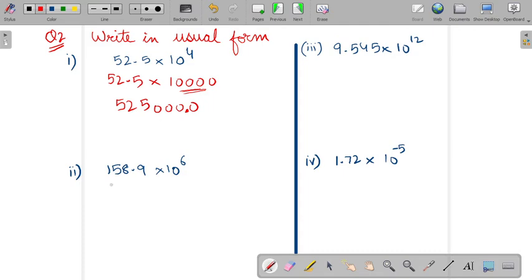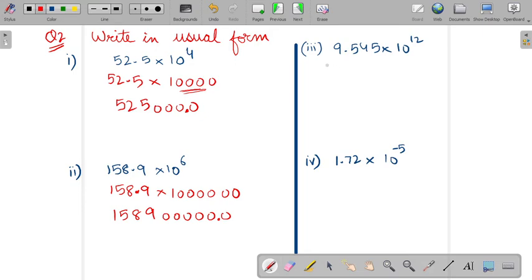In the next part, 158.9 times 10 raised to power 6. So it would be 10 six times, so there will be 6 zeros. So what should be the next step? 1589, then 6 zeros, and after the decimal there is one digit, so you will put the decimal here.